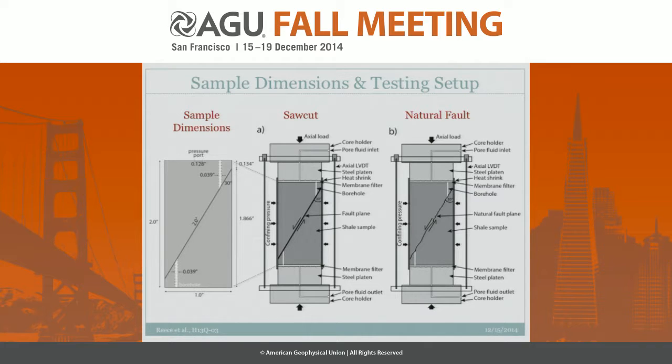And both of these have a very similar setup in the apparatus. The samples are sandwiched between the core holders. We have some membranes in between, confining pressure is applied, and the axial load that is applied induces that shear slip on the fault surface. And axial displacement transducers measure the axial displacement.